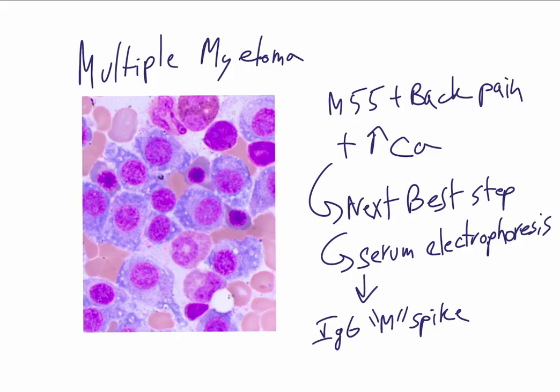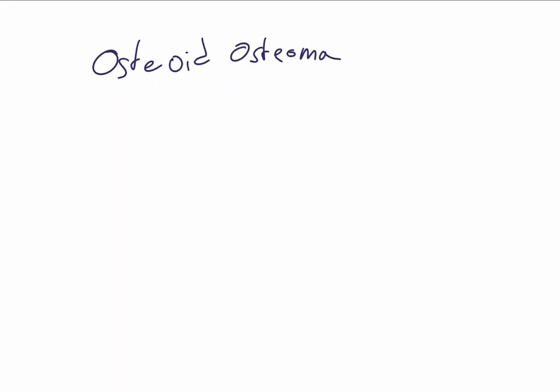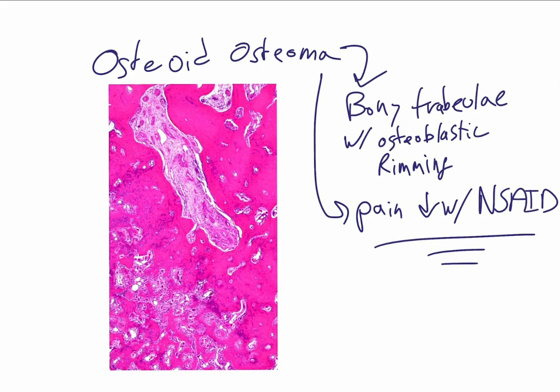All right, next up, this one is for osteoid osteoma. Will be described as bony trabecula with osteoblastic rimming. What you have to know for this in terms of clinical correlation is that it's very high yield to know that the pain from osteoid osteoma is relieved with an NSAID. This is classic. If you see a vignette with localized pain that improves with NSAIDs, this has to be on your differential, that being osteoid osteoma.